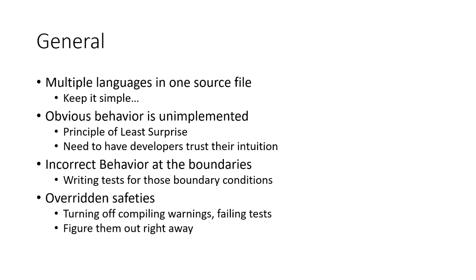Next up, obvious behavior is unimplemented. So this is the principle of least surprise that Robert C. Martin talks about. And what he means by this is that if behavior is obvious upon first glance, keep it consistent throughout your code. You don't want any surprises later on because you don't want to have developers mistrusting their intuition on a piece of code.